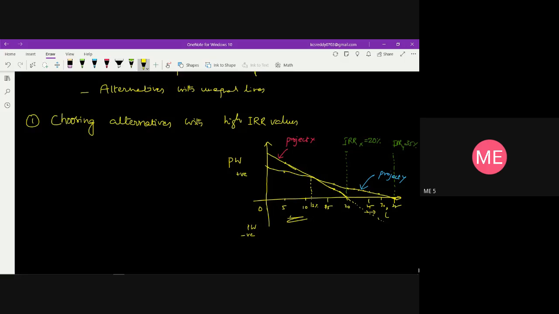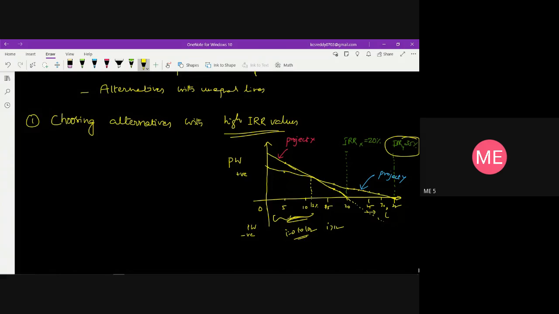That's why we need to consider I over different ranges of values. For I from 0 to 12, project X is the better. For I greater than 12, project Y is the better. Choosing alternatives by IRR values means project Y, which shows an IRR of 35%, giving more present worth. But project X, at the lower rates, where I is 0 to 12%, has the highest net worth.